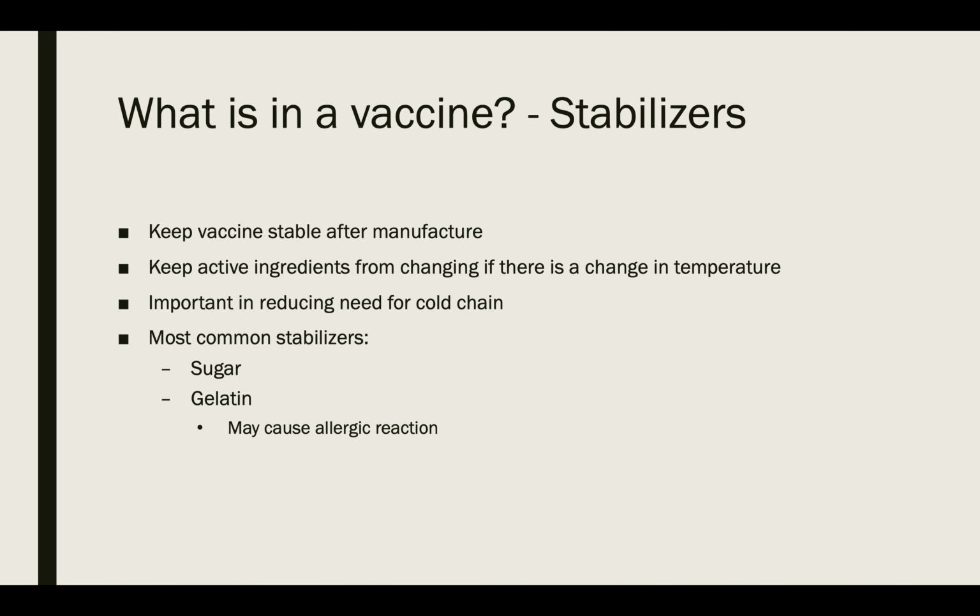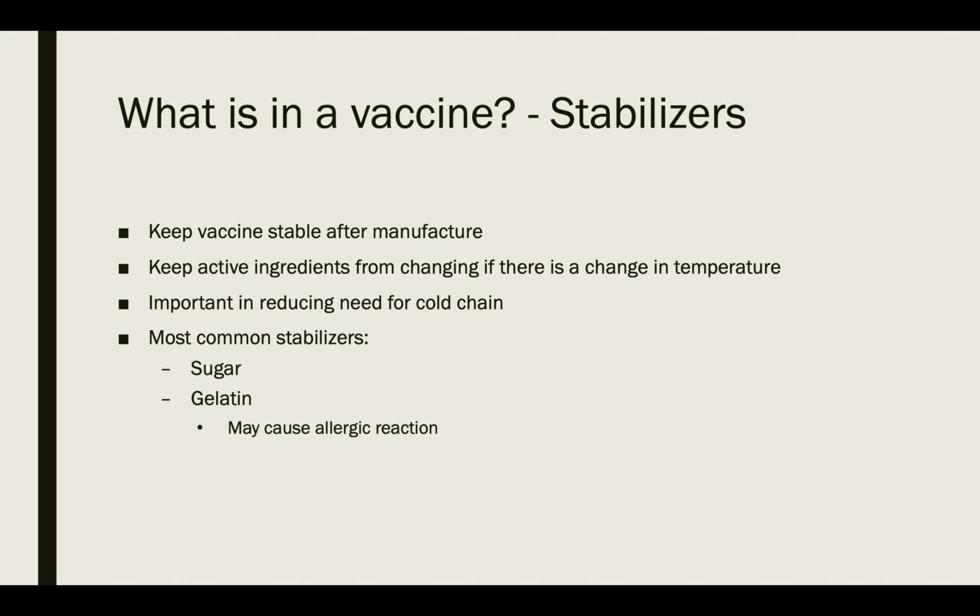All right, what else is in vaccines? We have stabilizers. These are really important to keep the vaccine stable after manufacture. You don't want it to go through any changes. You don't want the proteins to change, those active ingredients, because proteins can denature, they can unfold if they get too hot. So these are just something that keeps that stable. And so it reduces the need for a cold chain, which is very, very important.